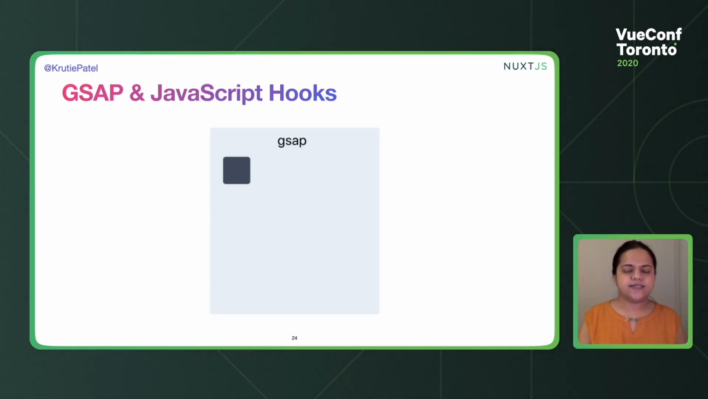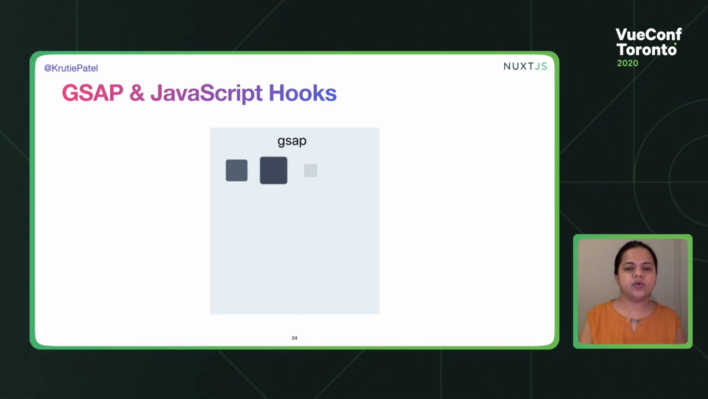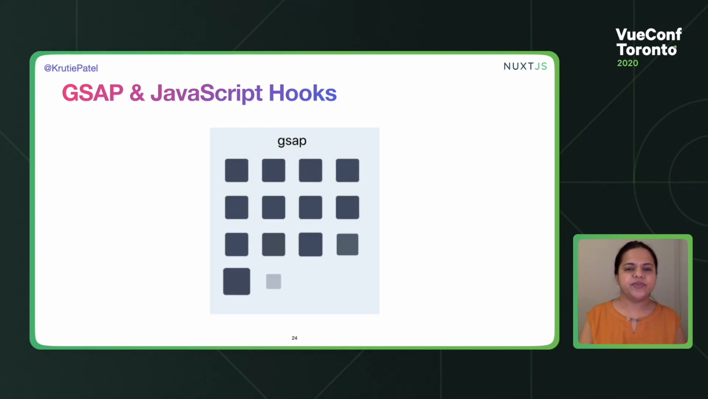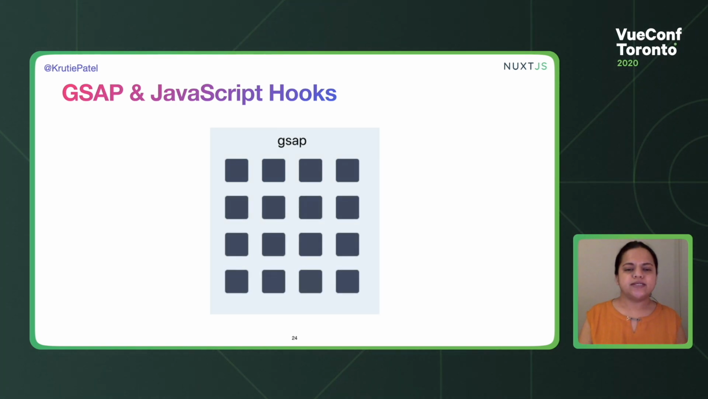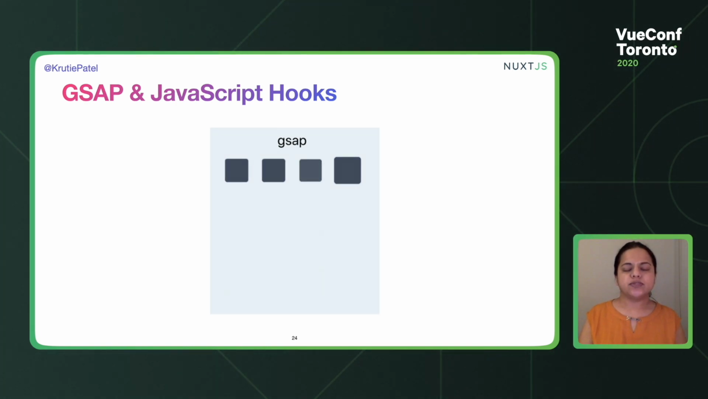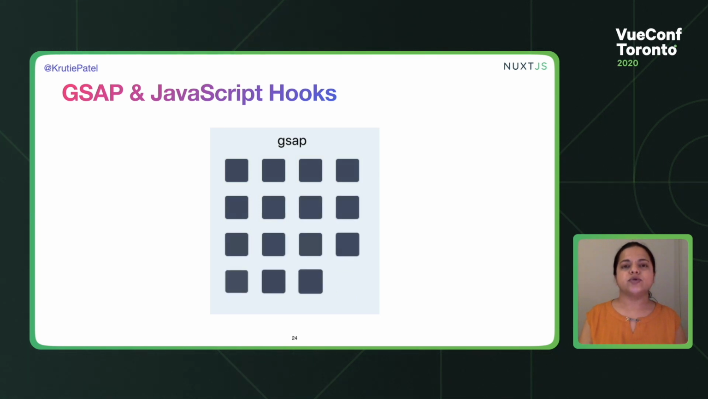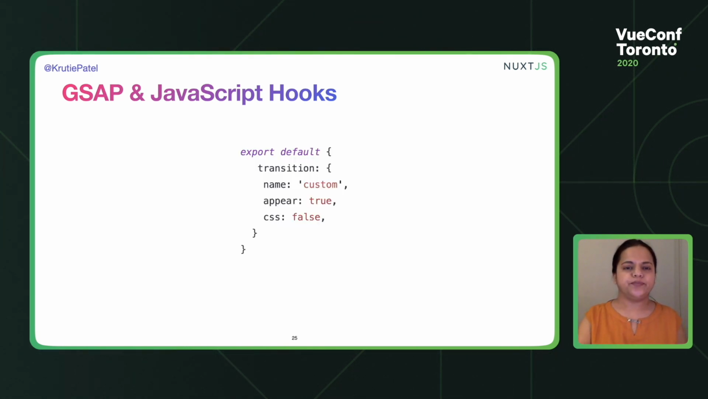Let's see this example. We have multiple grid elements on this page, and we want to animate each one of them when the page loads, and it would look something like this. Let's see how we can create this effect using JavaScript hooks and the GSAP animation library.